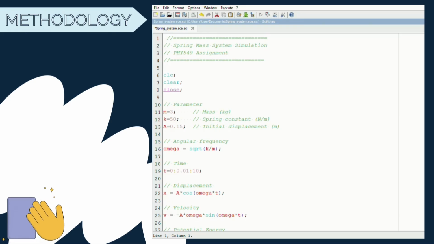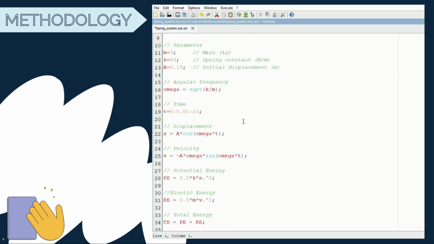This is the methodology of the spring mass system simulation that was created using Scilab. The parameters of the spring mass system were defined in Scilab with a mass of 3 kg, a spring constant of 15 Newton per meter, and an initial displacement, which is the amplitude, of 0.15 meter. The angular frequency of the system was calculated using the equation omega equals square root of k over m.